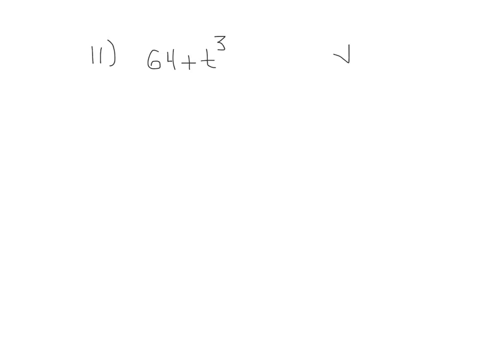The cube root of 64 is 4, and the cube root of t cubed is t. So we can use our difference of cubes method, or sum of cubes method, to factor this binomial. We take the cube root of each to get the binomial. That would be t plus 4.